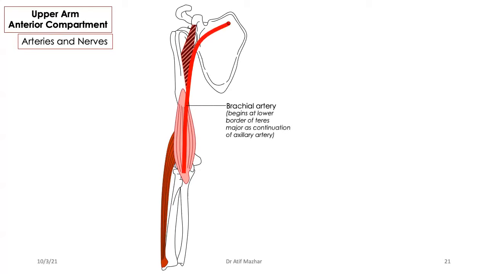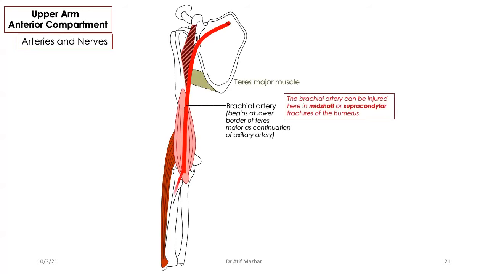The brachial is here after teres major. It divides at the neck of the radius into one which goes to my first digit, that is my radial, and one which goes to the other side, that will be my ulnar.